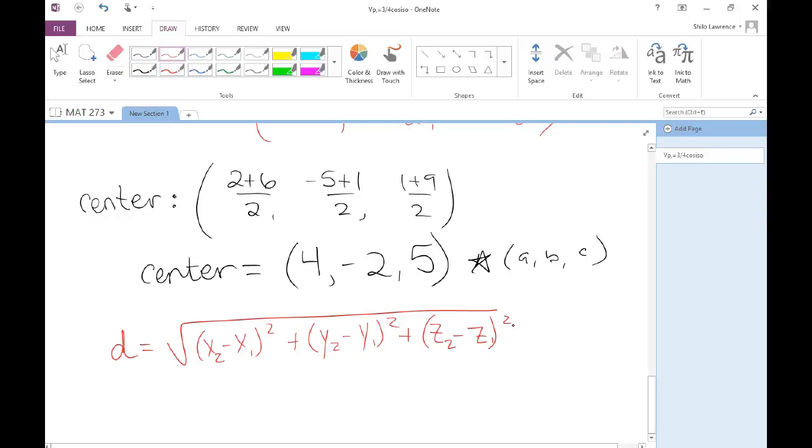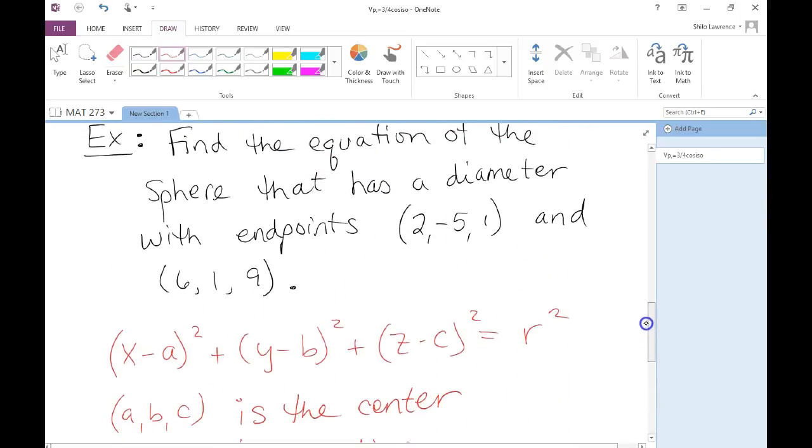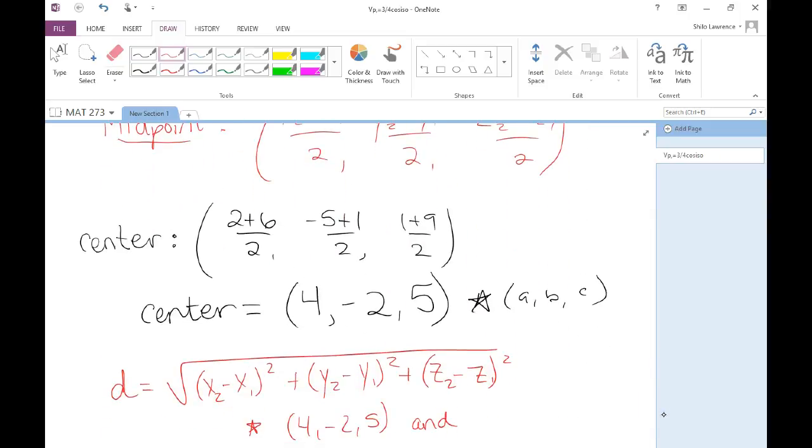And we want to know the radius, which is the distance from the center to the edge. So in this formula, we're going to do 4, -2, 5, and you can take either one of those edge points, and you should get the same answer either way. So it's really up to you. I'm going to do 6, 1, 9.